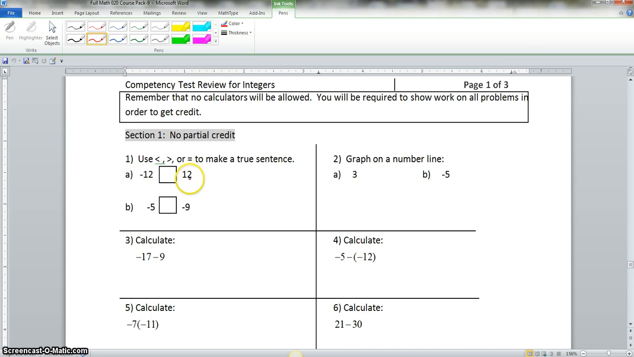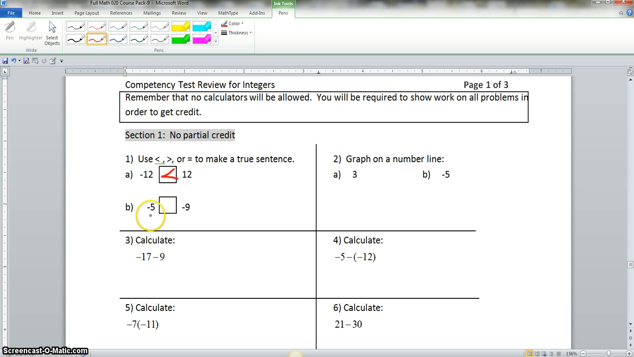Now we have negative 12 and positive 12. As we said before, all positive numbers are always greater than the negative numbers. So remember, our inequality always points to the lower number. So this is negative 12 is less than 12.